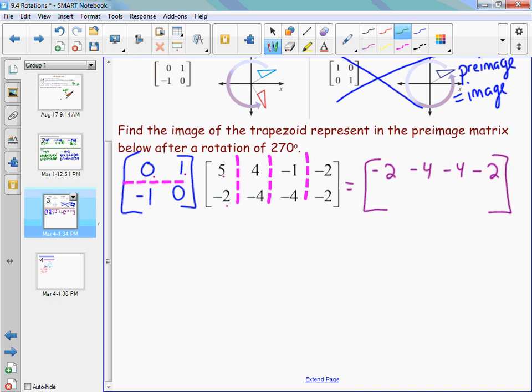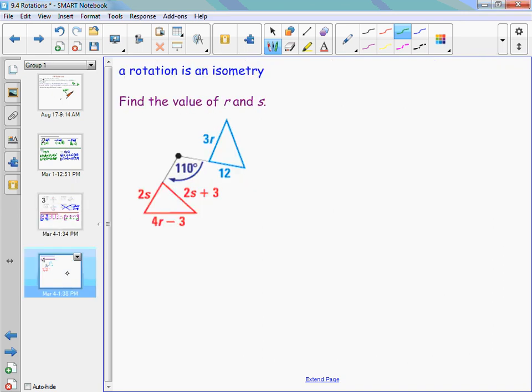And when we look at the other one, it becomes -1 times the first element plus 0 times the second. So the second row is essentially crossed off, and this becomes -1 times the first row. So we get -5, -4, +1, +2. This is our image matrix after a rotation of 270 degrees. Lastly, a rotation is an isometry. That means it is a congruent transformation.